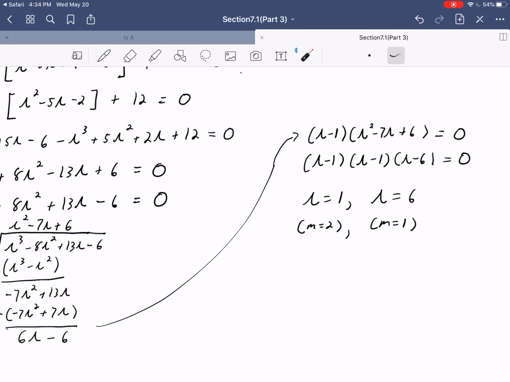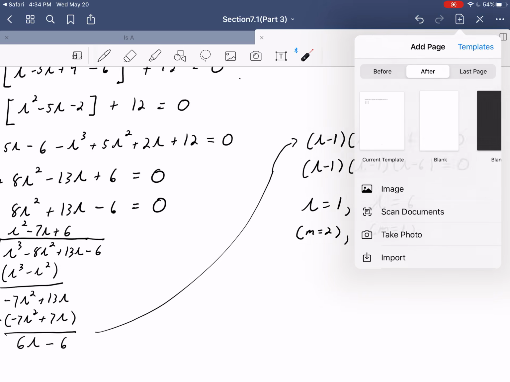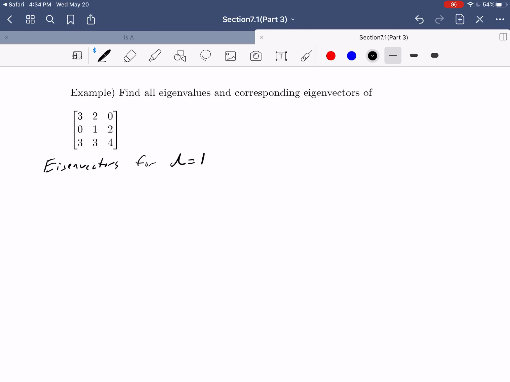Okay, now we'll go ahead and do our eigenvectors the same way. Let's start with lambda equals 1. We'll give ourselves a new page here. Eigenvectors for lambda equals 1. All right, so for the eigenvectors for lambda equals 1, we've got to subtract A minus 1 times I, and then augment with the 0 vector. So we should get 2, 2, 0, and then 0, 0, 2, and then 3, 3, 3, and we'll augment that with 0, 0, 0.